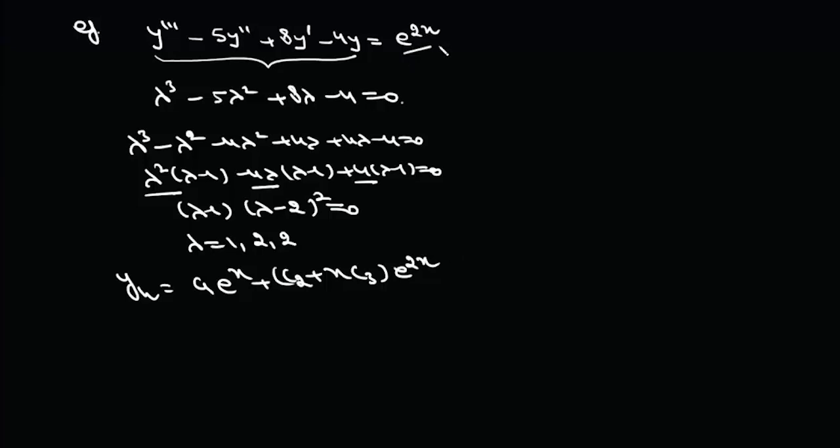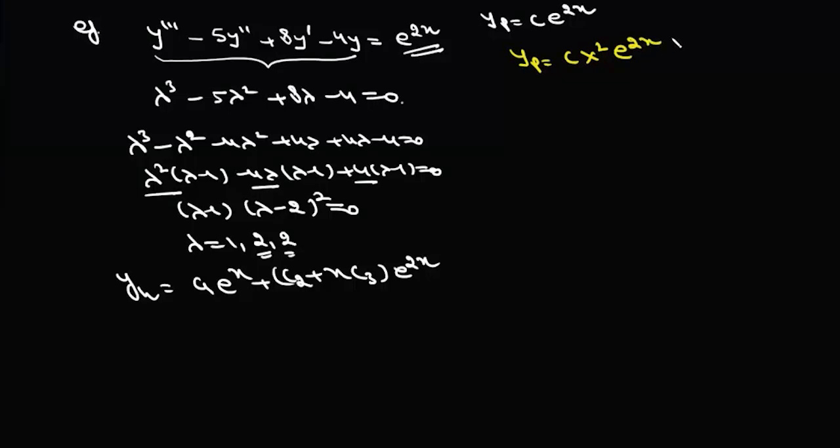Now here we have Rx as e to the power 2x, and for this Rx, the choice of Yp is c into e to the power 2x. But the problem is we have a double root at e to the power 2x. So the modification rule says we're going to choose this Yp as c x square e to the power 2x.